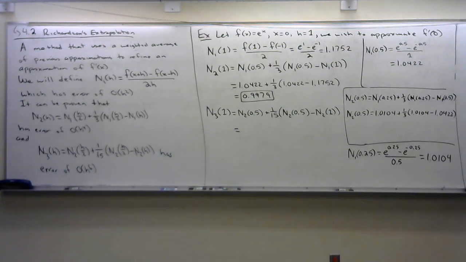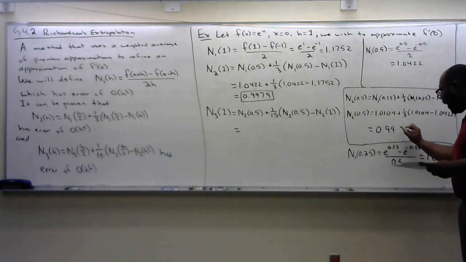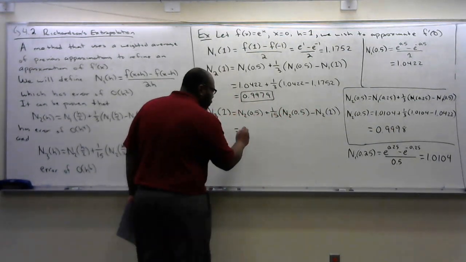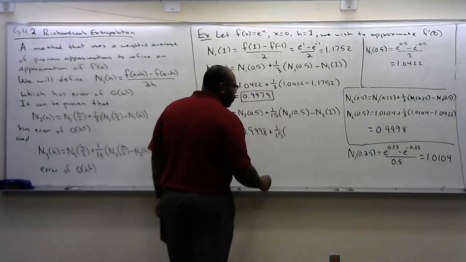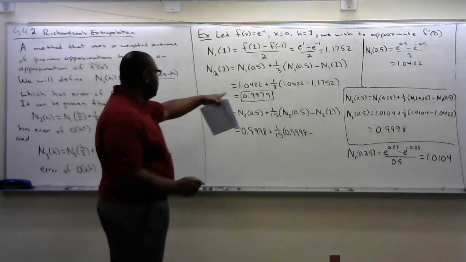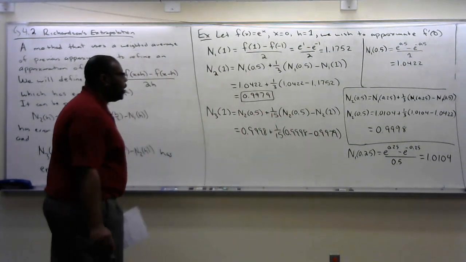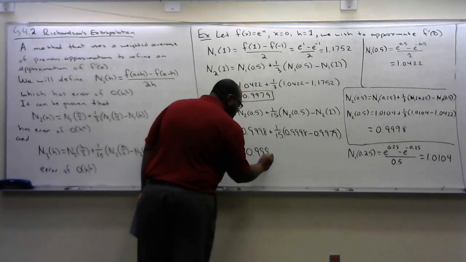And what do I get for n sub 2 at 0.5? I have 0.9998. This is not even what I'm trying to solve for, but I need this to be able to plug it in here. So I get 0.9998 plus 1/15 times (0.9998 minus n sub 2 of 1. Where was that guy again? Oh, here it is. 0.9979). And when you work this out, what I have is 0.9999. I just went to 4 decimal places.